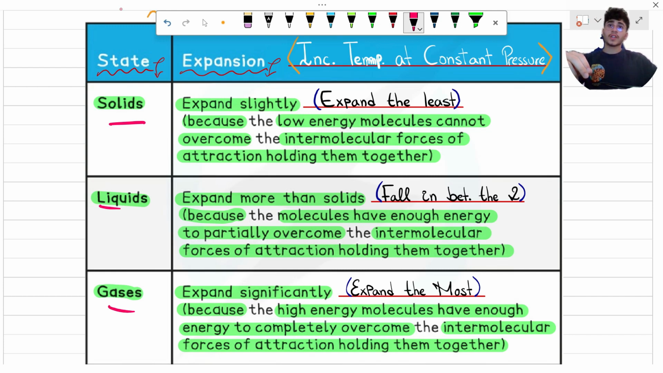If you increase the temperature at constant pressure inside a solid, it's going to expand slightly because low energy molecules cannot overcome the intermolecular forces of attraction holding them together. So solids are going to expand the least simply because the molecules or particles in solids are very tightly packed to each other.